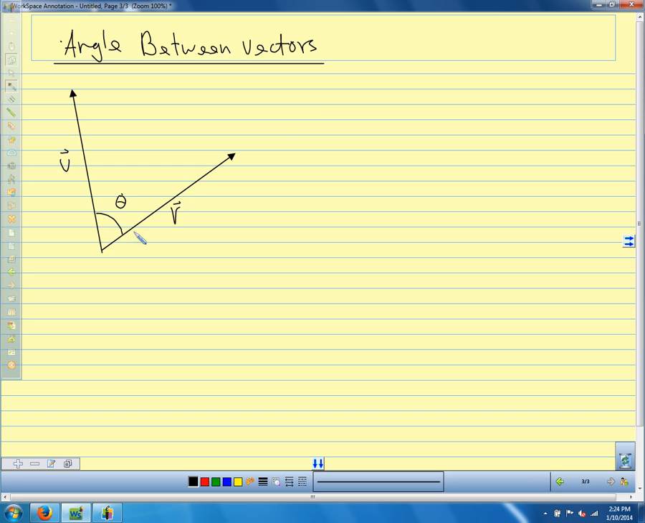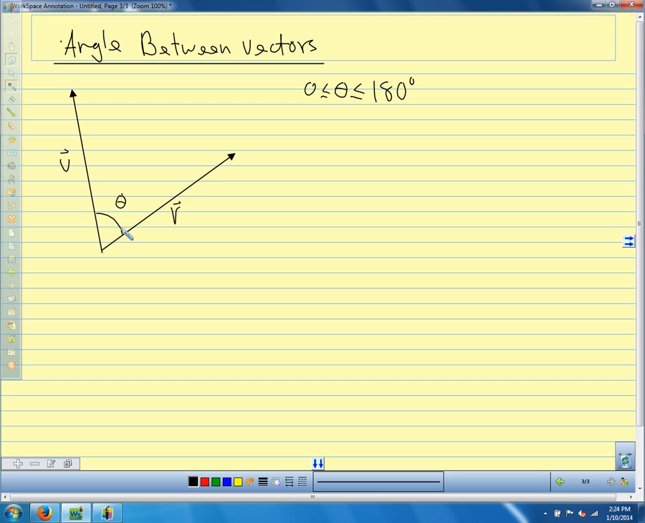And for this, we're saying that 0 is less than or equal to theta less than or equal to 180 degrees. So the angle between our two vectors is always between 0 and 180 degrees. So we're not talking about this angle out here. We're always talking about the smaller angle inside.